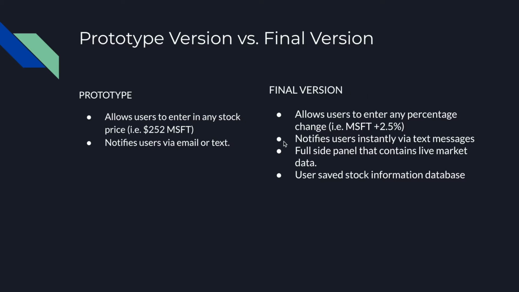So now the way it works is that I left a little example down here. If they were to choose Microsoft, our app is going to grab the current market value of Microsoft and then add in the user input for the percentage change, and that's how they'll base the alerts off of now.